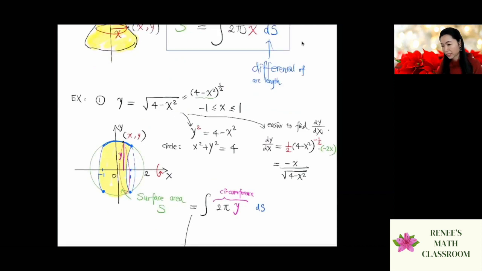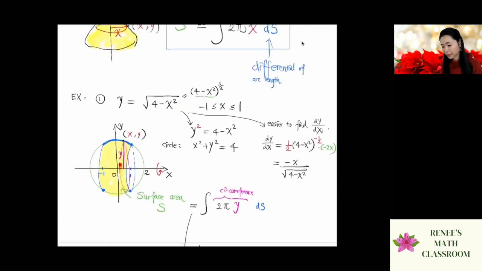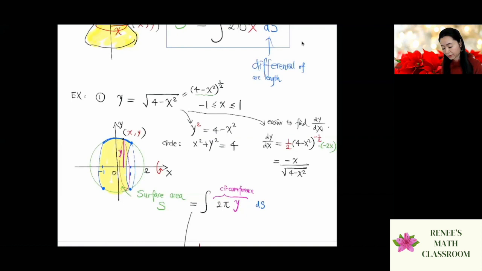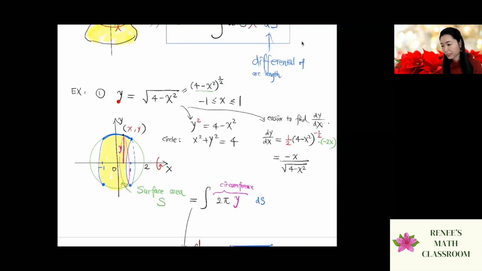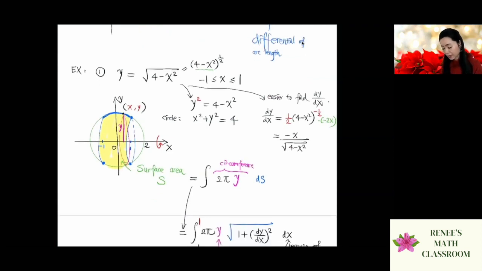So we use this formula. We found the surface area of this ring right here. In this case, dy/dx is actually easy to find, so we actually found dy/dx. And it's revolved about the x-axis. So take the point on the curve and revolve about the x-axis. The circumference of this circle is 2 pi y. And then here's ds, the differential arc length.